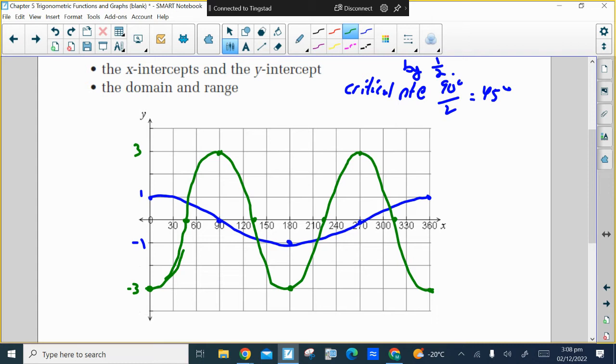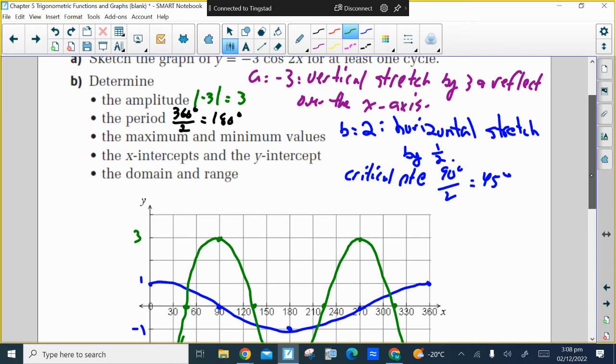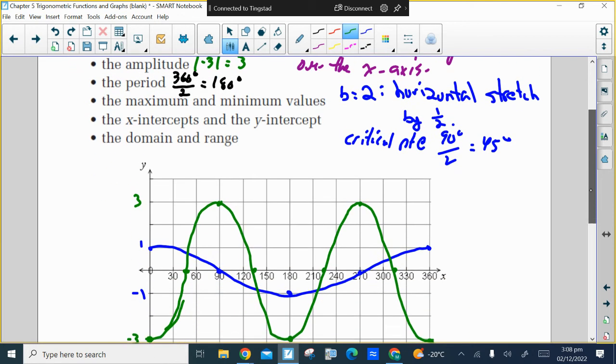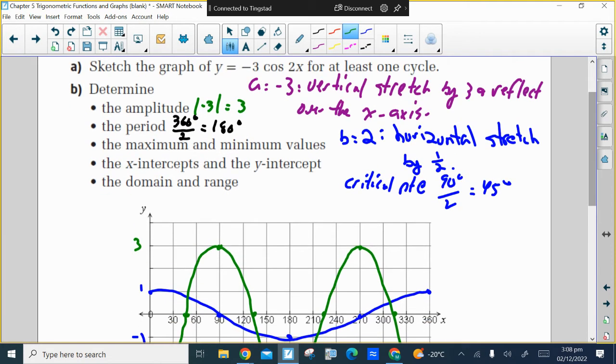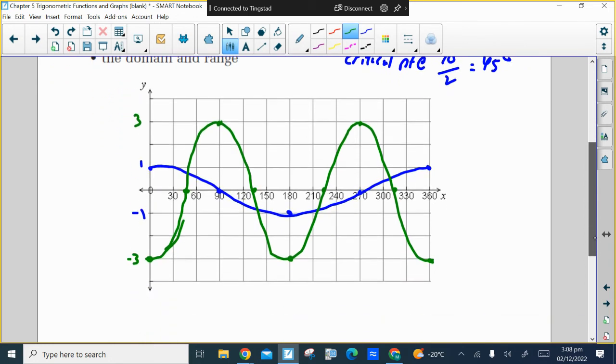Of y equals negative 3 cos 2x. Now it asks us for our max and min values. So they would be plus and minus 3. So let's write those off to the side here, plus and minus 3. It asks for our x and y intercepts.